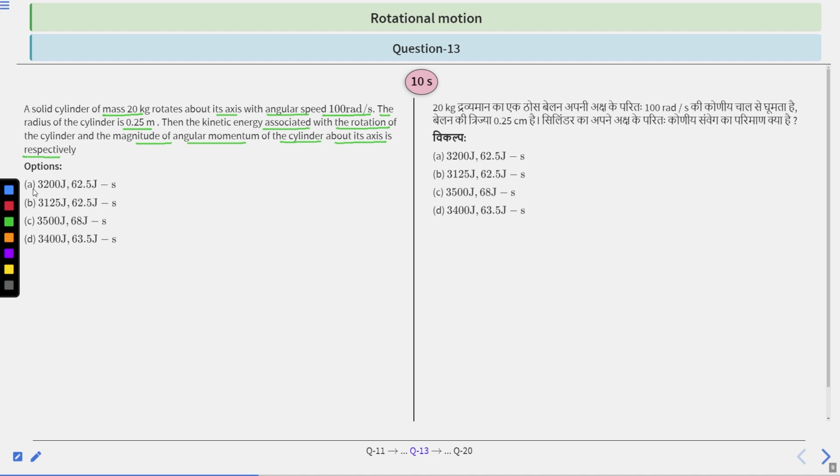Given options: option A is 3200 joule, 62.5 joule second; option B 3125 joule, 62.5 joule second; option C 3500 joule, 68 joule second; and option D 3400 joule and 63.5 joule second. So which option is correct? Option A, option B, option C, or option D. You have 10 seconds to solve this question. After 10 seconds, we will provide the solution.